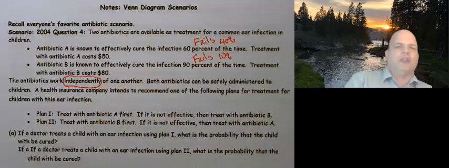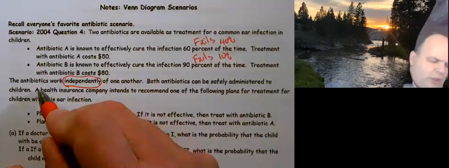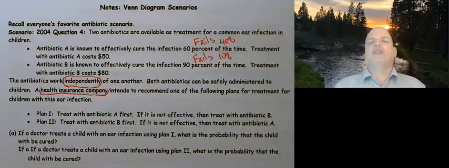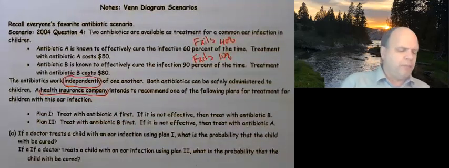A health insurance company intends to recommend one of the following plans. This health insurance company is really important because this gives us context. This is who's making the recommendation. This isn't your mother, this isn't a father, this isn't the drug company, this is the health insurance company. So think about what their motivation might be when you're answering this question.